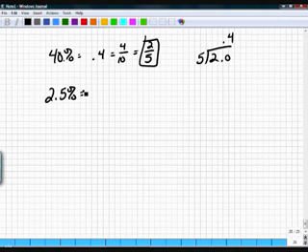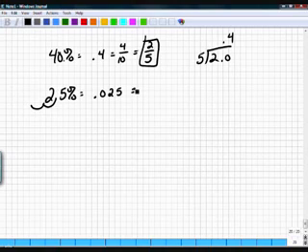2.5%. What's the easiest one to do? Decimal. Move it to the left twice. What do you get? 0.025. You got to move it once, that's fine. But move it twice, there's nothing there. You must put a 0 there. 0.025. Any questions? Now let's change it to a fraction.